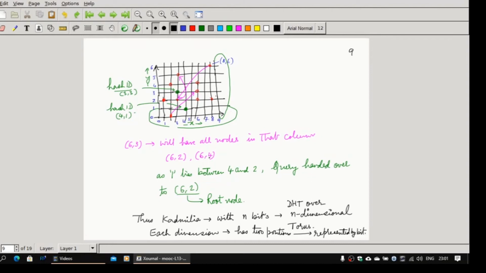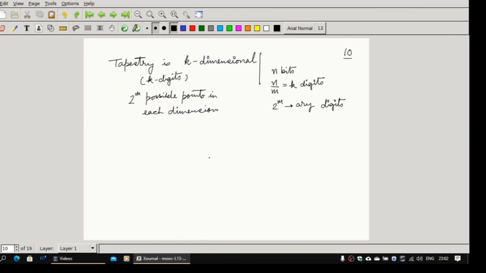This happens in Tapestry. The same thing happens in Kademlia. Of course, each dimension will have only 2 positions in that case. So Kademlia becomes an n-dimensional torus with n bits sitting inside the node ID, but each dimension has only 2 nodes in that case. It's not a ring, it's created by circles with only 2 points, multiple of them, and an n-dimensional torus being formed out of it.